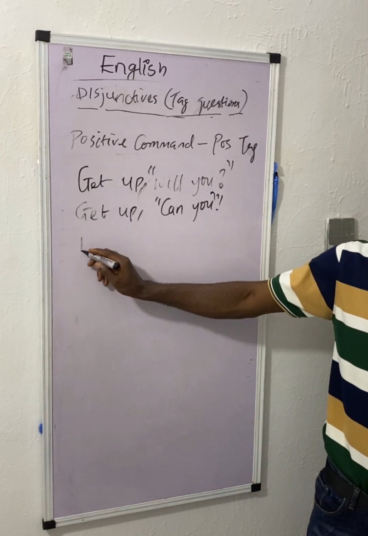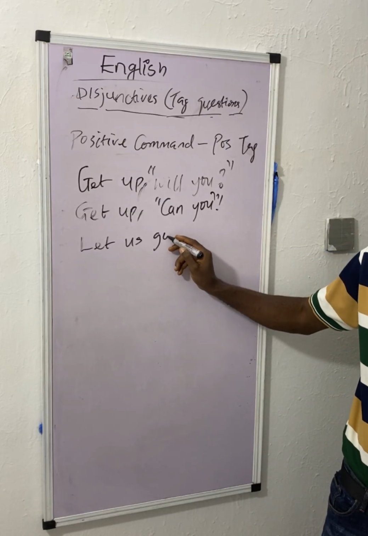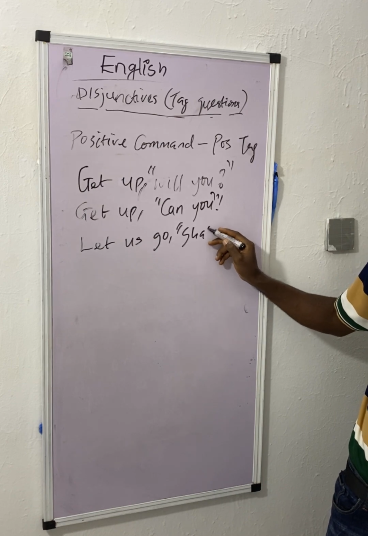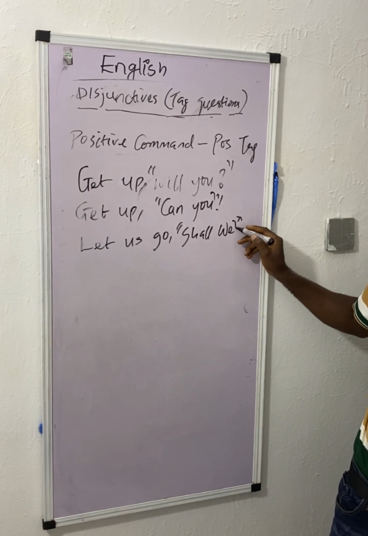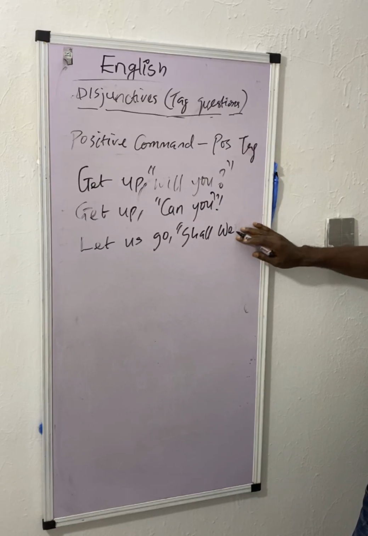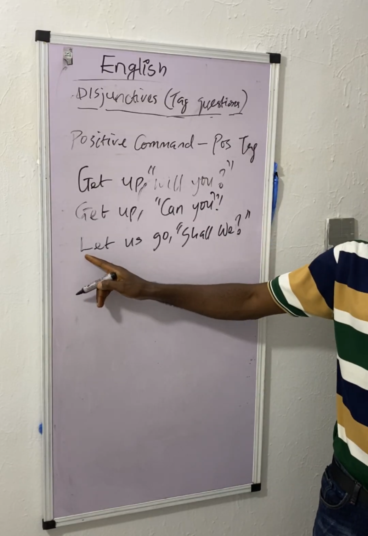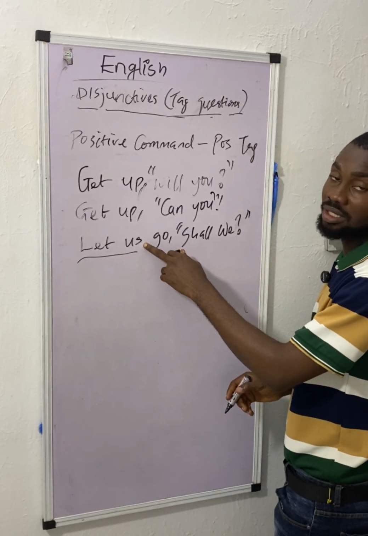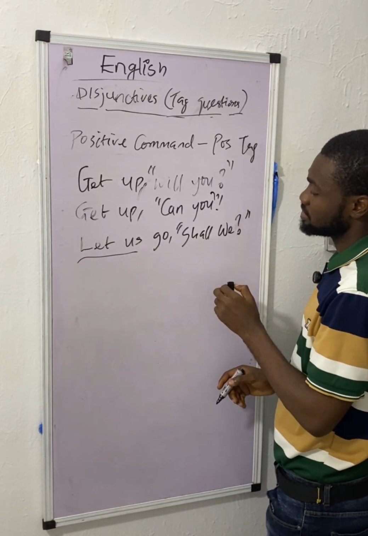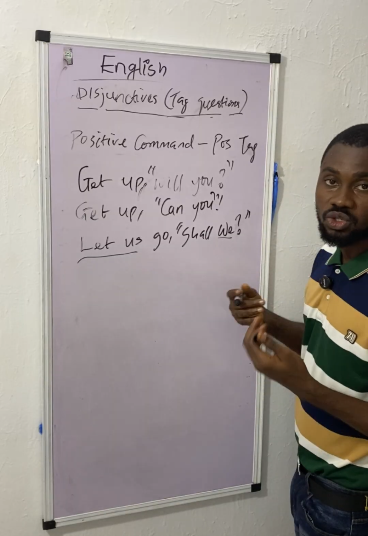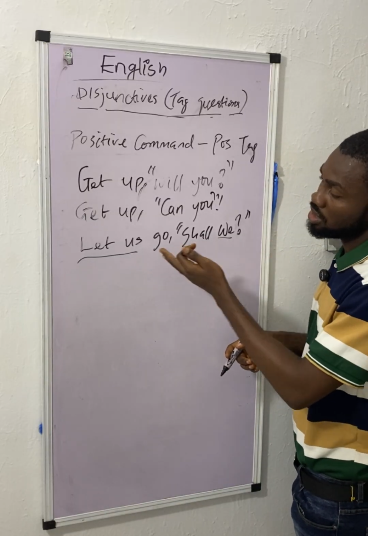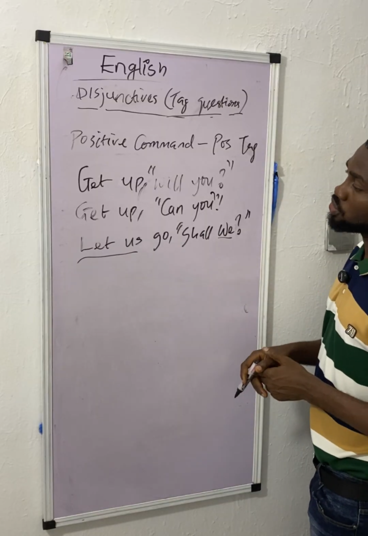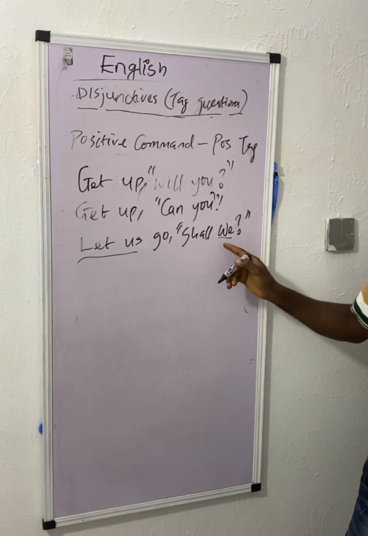We can also say let us go. This one is a positive command. Let us go, shall we? Remember to always repeat the subject in the tag. Shall we? So you can see let us. Us is the subject. It's part of the subject. We is for the object position. Us is for the subject position. Let us go.